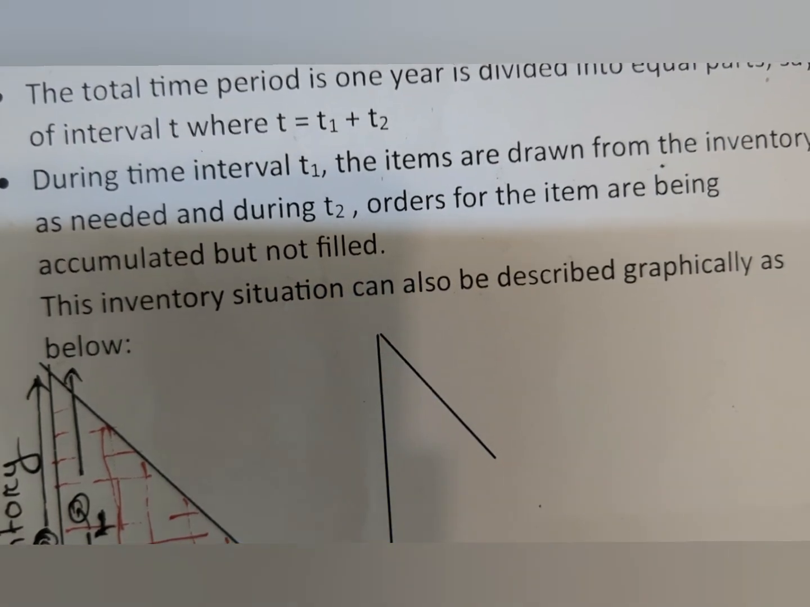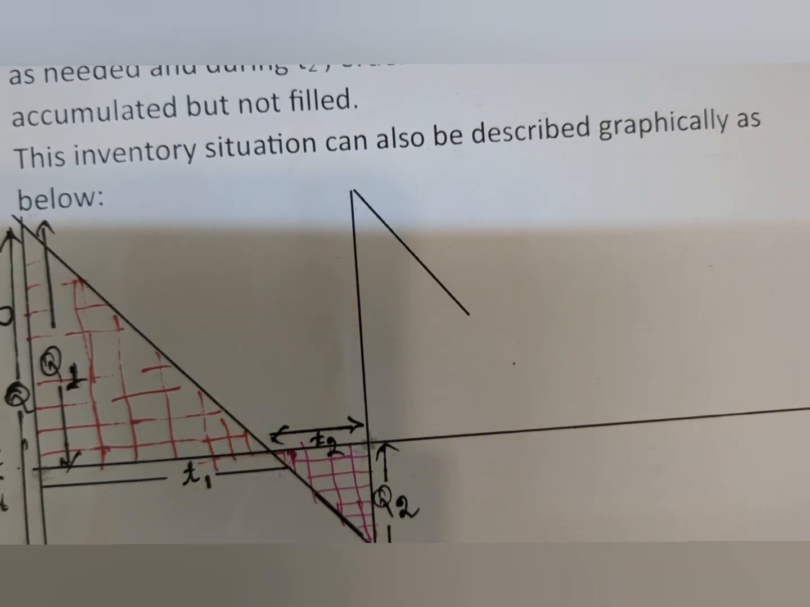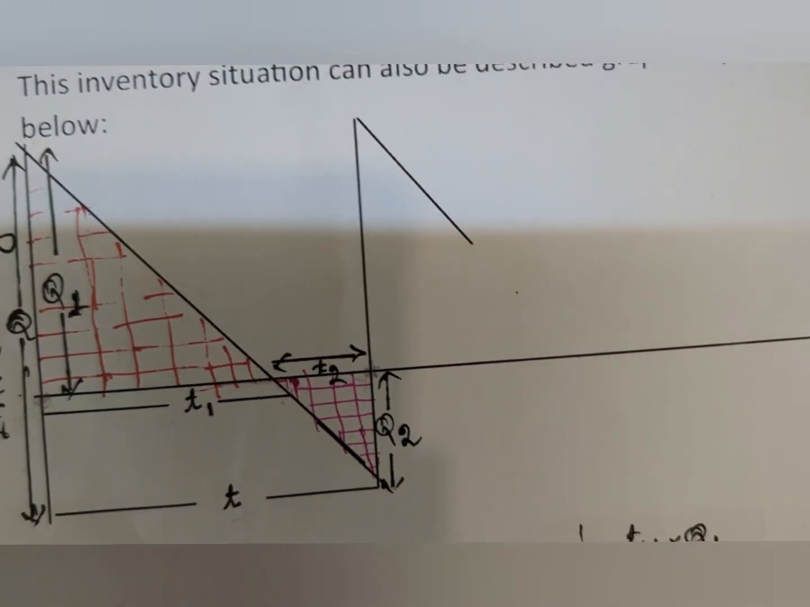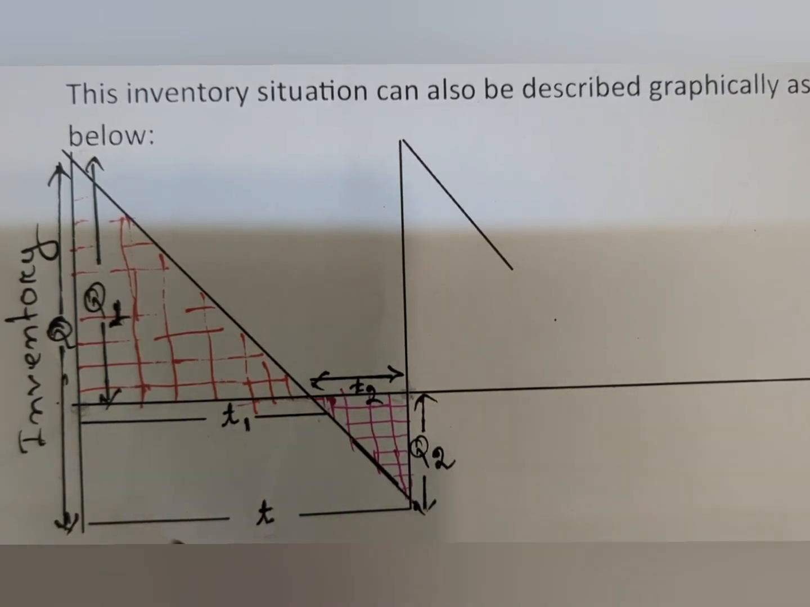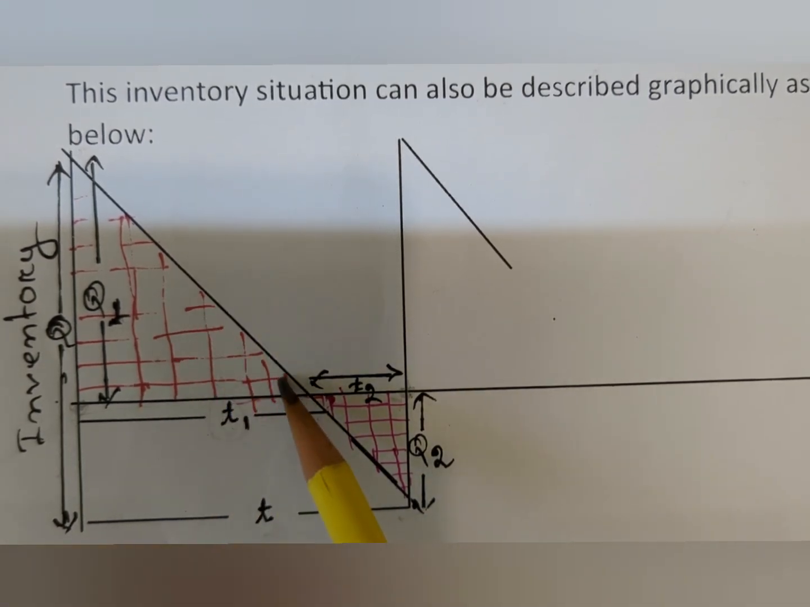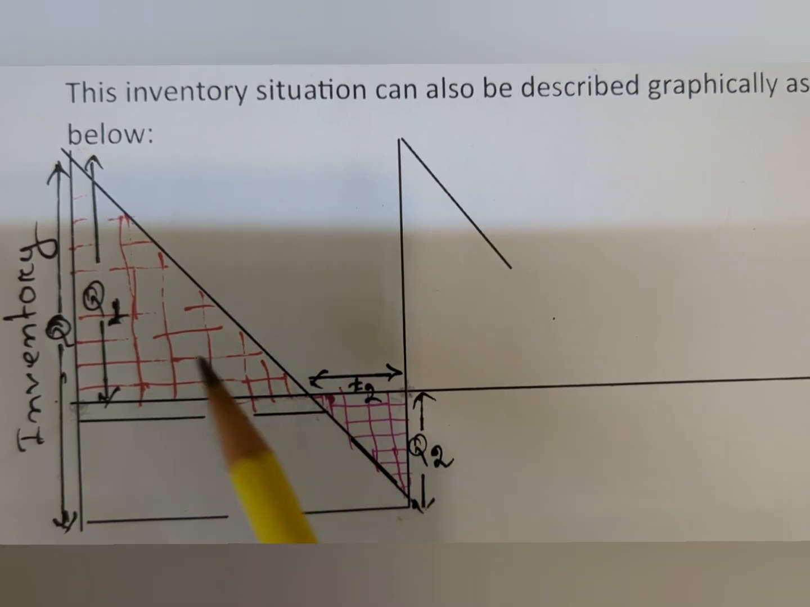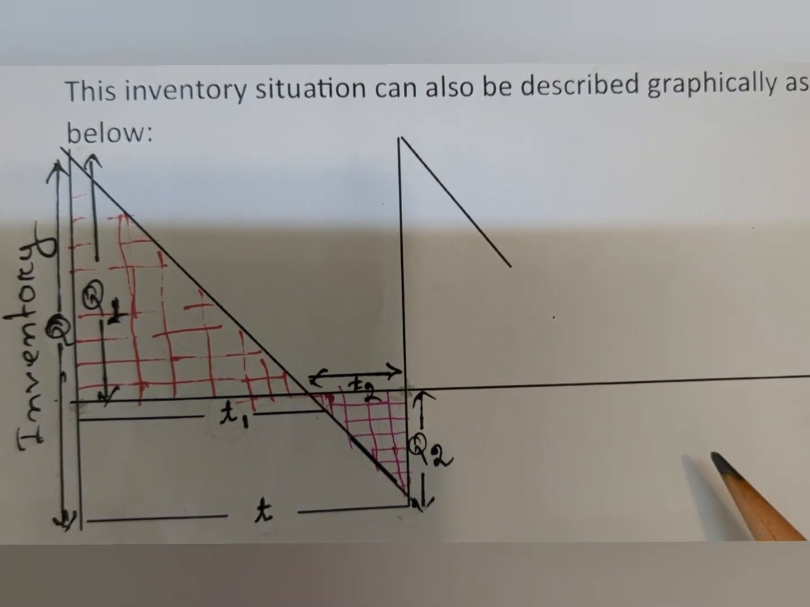That means shortages. Thus, the inventory situation can also be described graphically with this graph. I have just now discussed it. This is the total time period, this is the time period during which the inventory is piling up, stored in the godown, and this is the part where shortages are accumulated. And Q, the total Q, is the quantity which is being ordered.